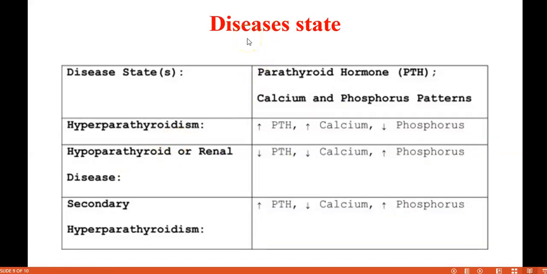Deficiency or excess of these hormones produces some diseases of the parathyroid gland. This is hyperparathyroidism, due to an increase in parathyroid hormone, increase in calcium, and decrease in phosphorus. Hypoparathyroidism or renal disease is due to a decrease in parathyroid hormone, decrease in calcium levels, and increase in phosphorus levels. Secondary hyperparathyroidism is due to an increase in parathyroid hormone, decrease in calcium and increase in phosphorus.